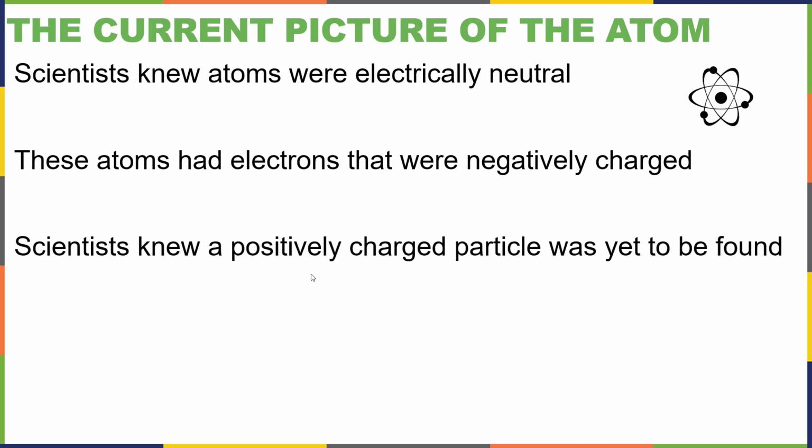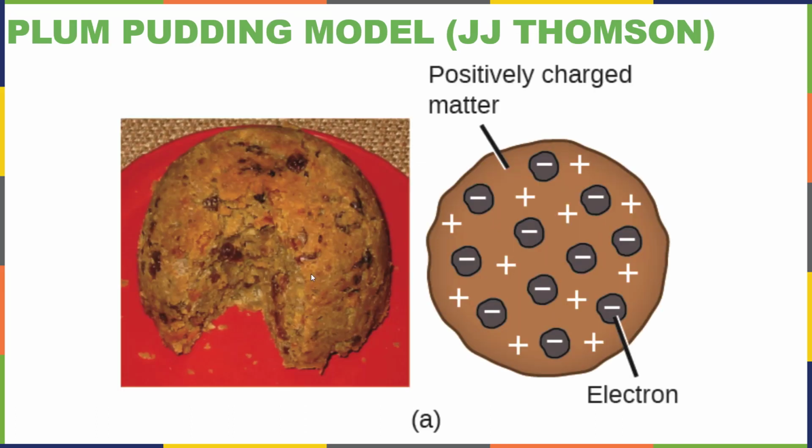So scientists knew as a result that there had to be a positive charge somewhere to counteract that negatively charged electron. And so they started looking for it. But it took a while for them to discover the proton. And so at the time of this slide, the proton hadn't been discovered yet. They just knew that there was some substance or some particle inside of the atom that counteracted the charge of the electrons. And so J.J.